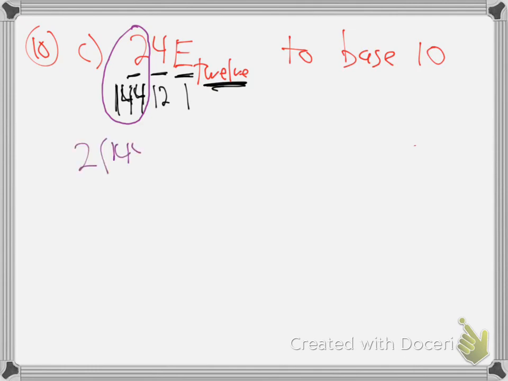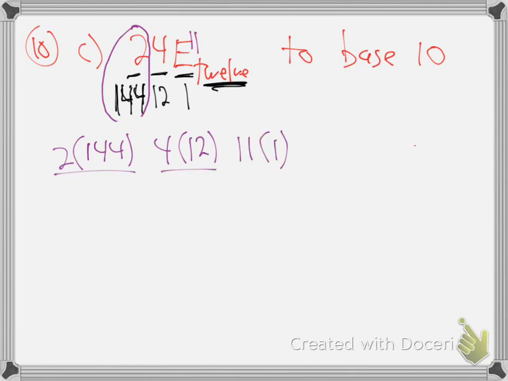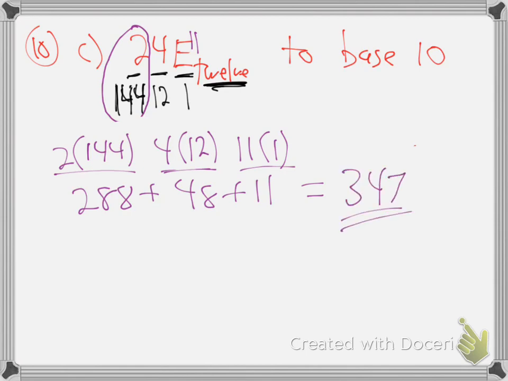2 times 144. And 4 times 12. And this is 11, huh? 11 times 1. So boom, boom, boom on your calculator. What's that? 288 plus 48. 48 plus 11. I could do that in my head, but I hate to show off. So I'll let you tell me. Yeah. What is it? 347. I was just kidding.